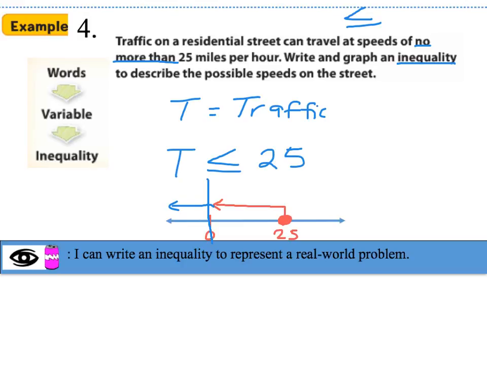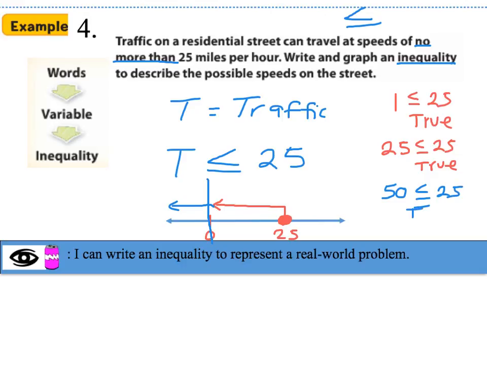So let's try picking some numbers. Let's try picking anything to the left like 1. 1 is less than or equal to 25. That's a true statement. Let's pick the number 25 since it has a solid circle. 25 is less than or equal to 25. That's a true statement. That's why we have a solid circle. Let's try picking a number to the right of it, like 50. 50 is less than or equal to 25. That is a false statement. So anything to the left of 25 could be an answer, including 25.